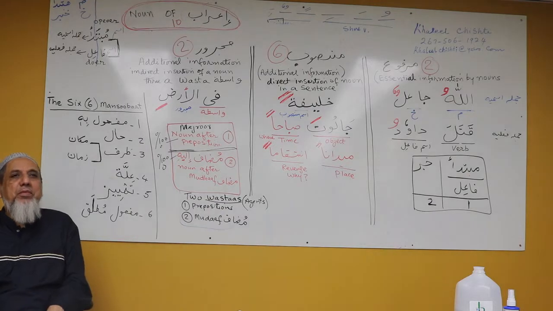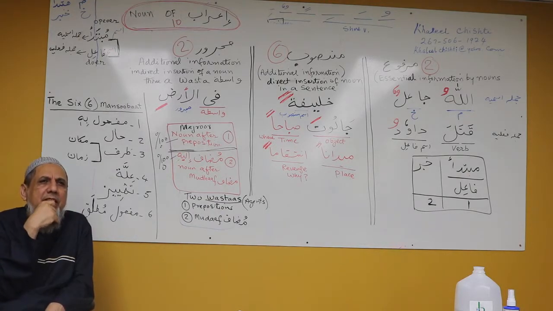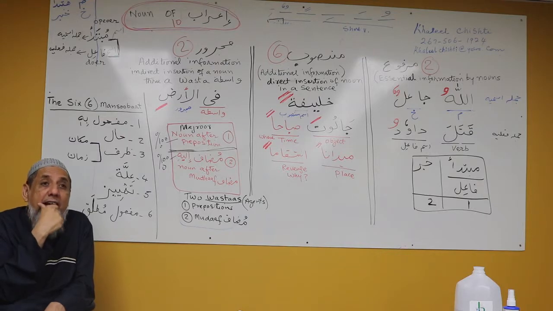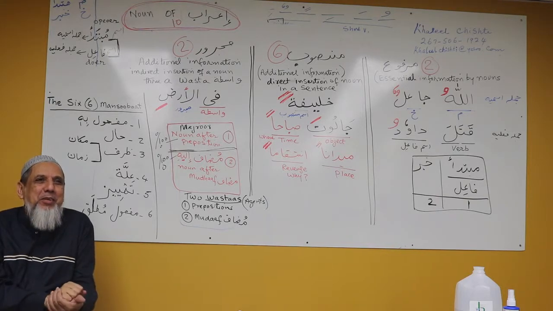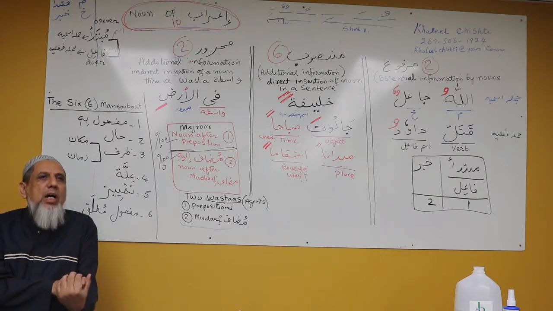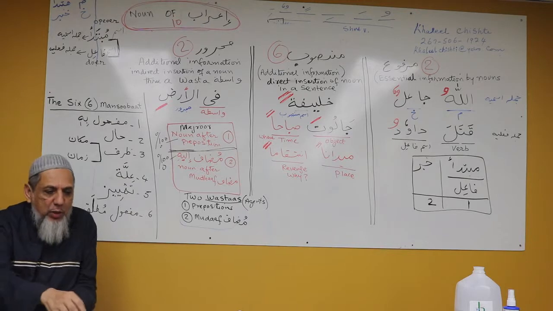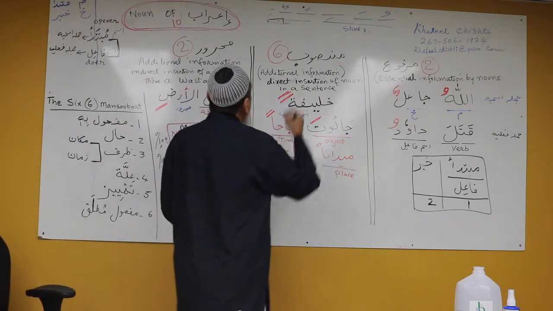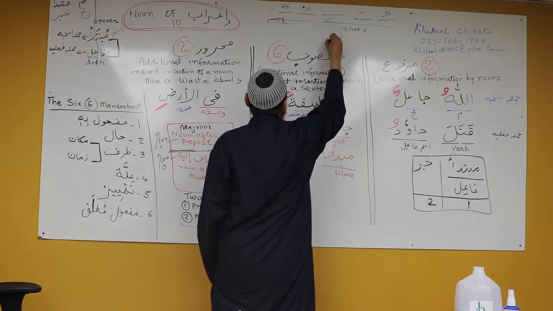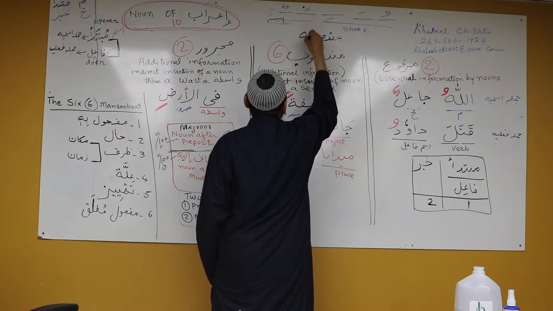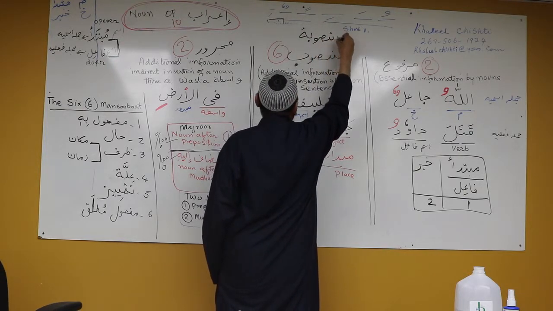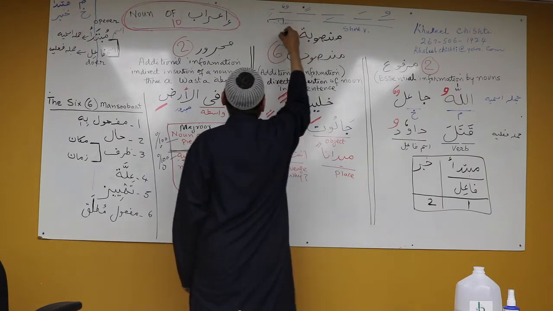Yes, Ibrahim. Yes, Suleiman. One minute. Question: it says the six mansubat. Why is it feminine? It's the plural feminine form. Mansubatun. So his question is why you make it mansuba. Mansubatun. And then mansuban.